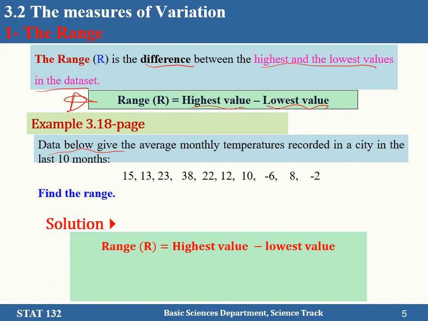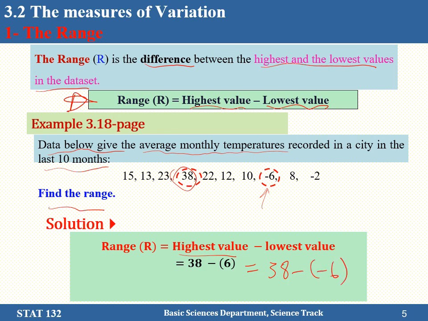Now look at this data. This data gives the average monthly temperatures recorded in a city in 10 months. Find the range of the data. You find the highest value, which is 38, and the lowest is -6. So you subtract: 38 minus (-6), and it has to be 44.